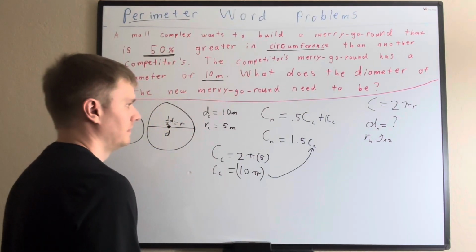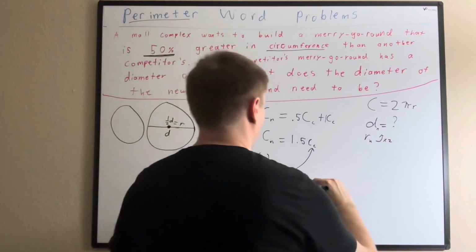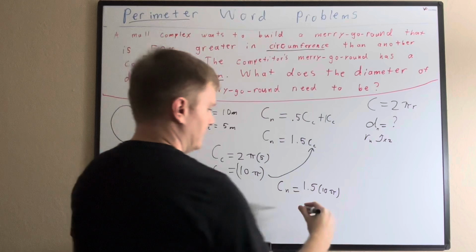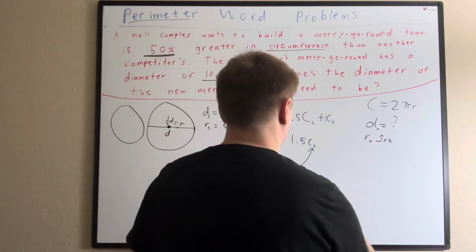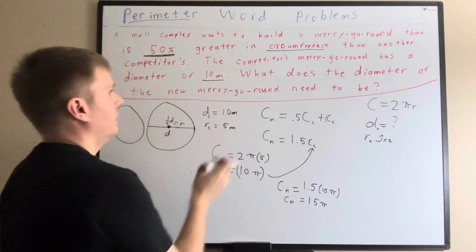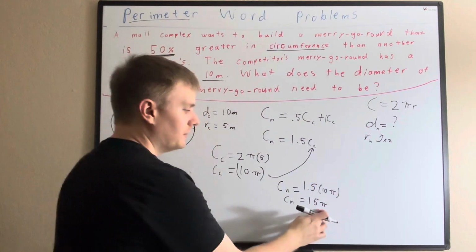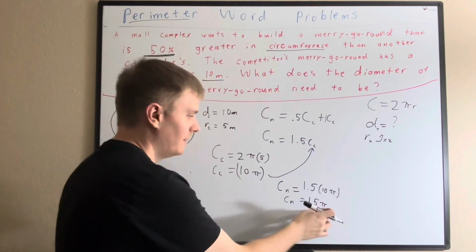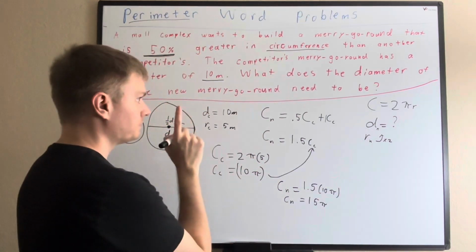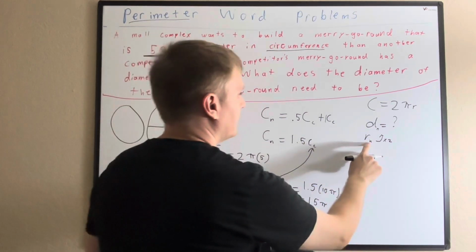How does that help us? Because now we get the circumference of the new one is 1.5 times 10 pi. That's just 15 pi. Well, they're not asking for the circumference of the new merry-go-round. They're asking for the diameter of it. So we don't need to multiply 15 times 3.14. So now all we need to do is use this to find r sub n.